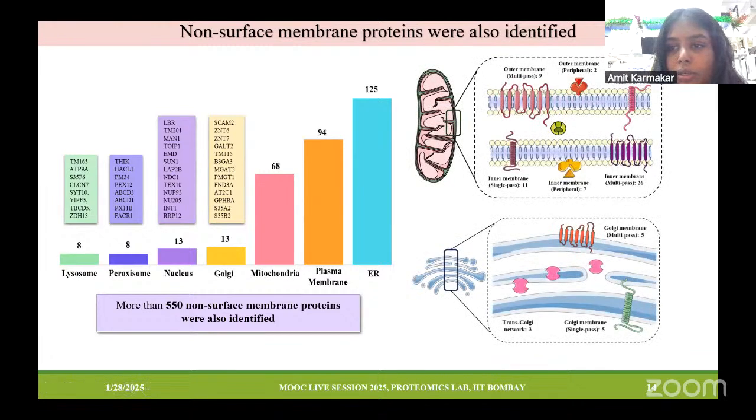This is how they look. For example, for the mitochondrial membrane proteins, we got the outer membrane proteins, inner membrane proteins, and intramembrane proteins as well. So this technique is a very useful technique that can be used for clinical proteomics to translate.